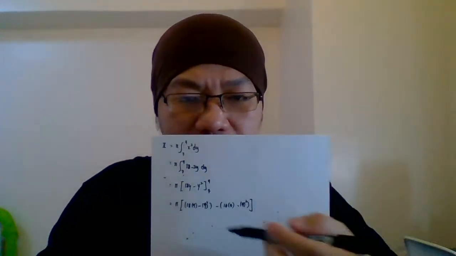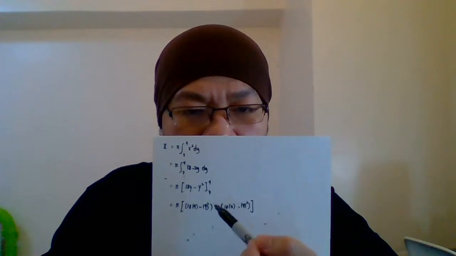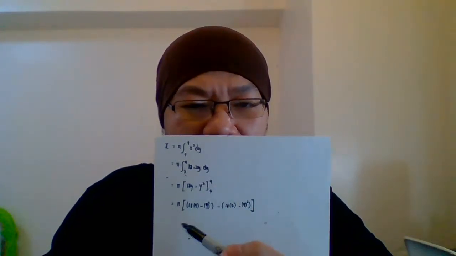So pi, integrate 18 minus 2y: it becomes 18y minus 2y squared over 2, which simplifies to y squared, from 7 to 9. So we substitute 9 and 7. 18 times 7 minus 7 squared. We substitute like this: pi bracket, substitute 9, then minus substitute 7, and then you get the answer.